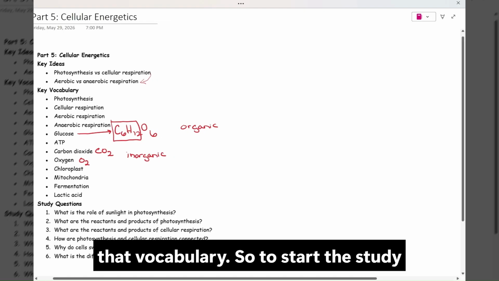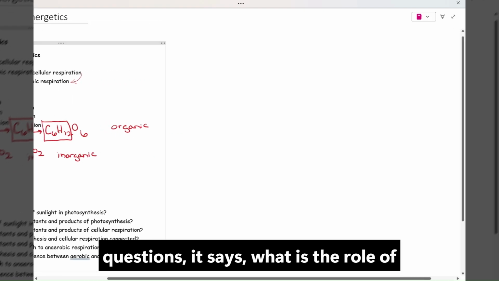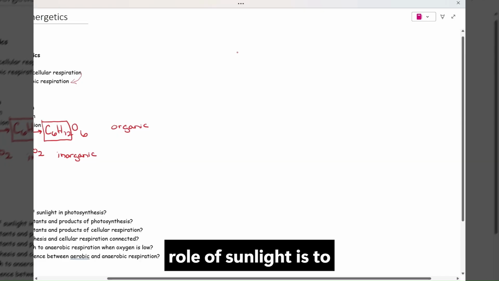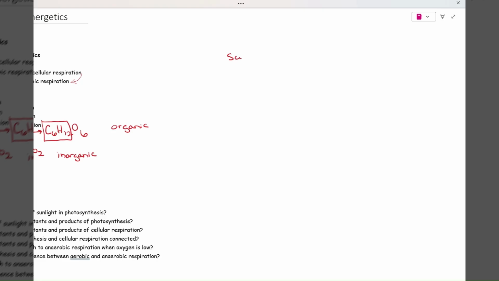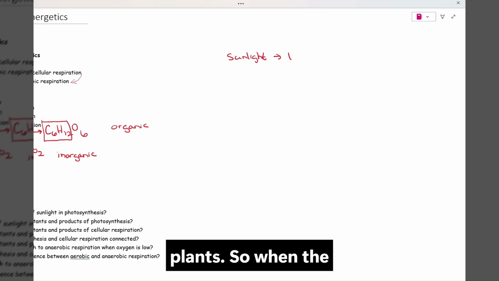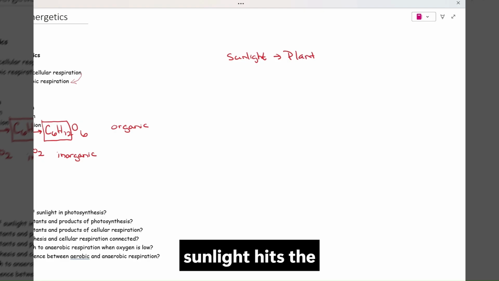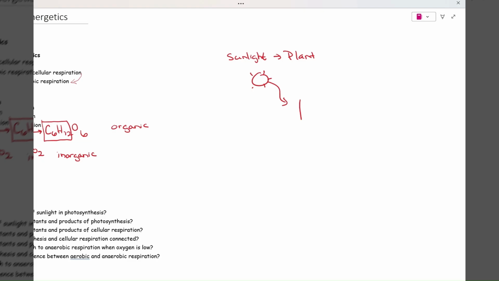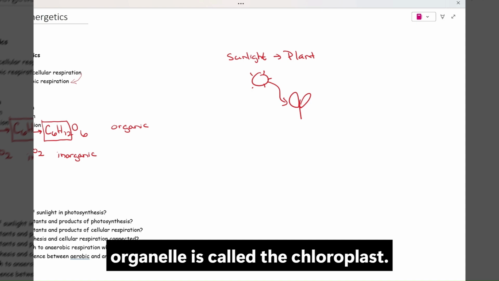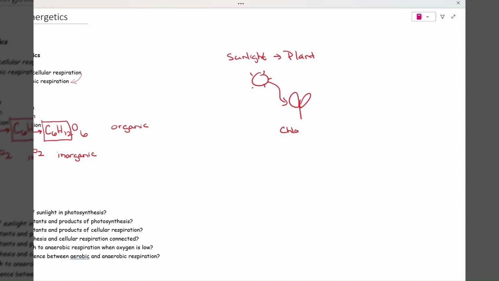So to start the study questions, it says, what is the role of sunlight in photosynthesis? Well, the role of sunlight is to activate photosynthesis in plants. So when the sunlight hits the plant, there's a specific organelle in the plant that receives the sunlight, and that organelle is called the chloroplast.